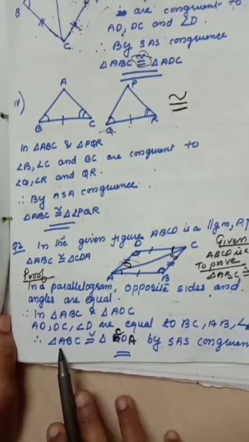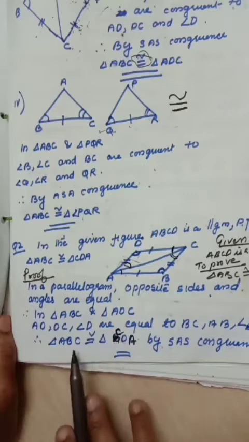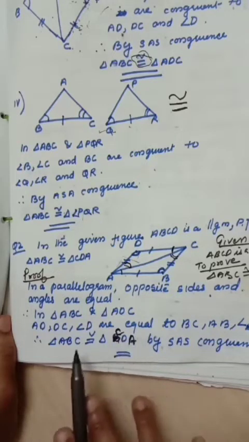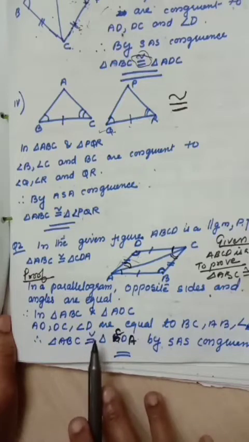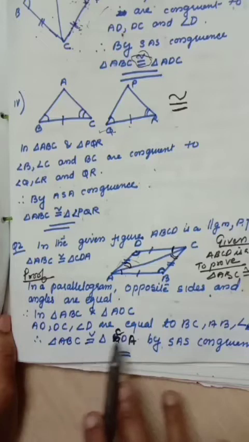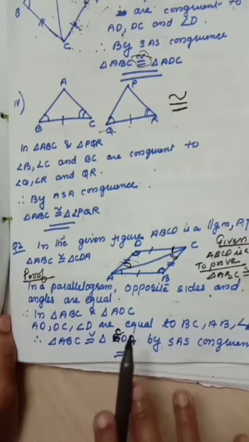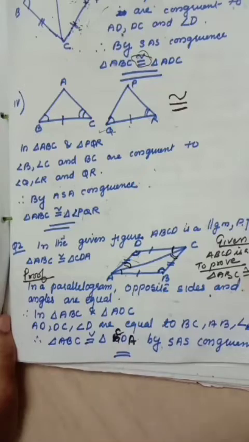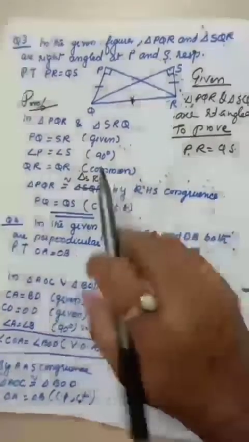Now like that only the sides: AB equal to CD, BC equal to DA, AC equal to CA. That is the meaning of congruency. Corresponding angles are equal, and corresponding sides should also be equal when you are writing the congruent sign.